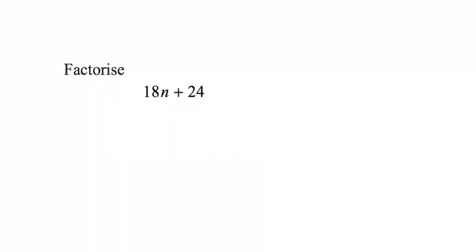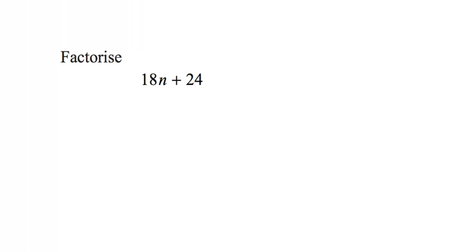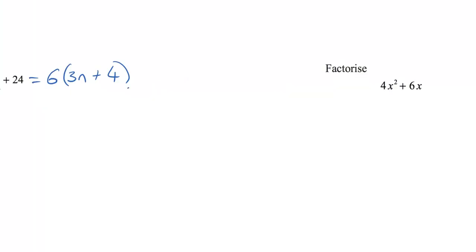So, factorize 18n plus 24. If we look at this, we can see we've got an 18 and a 24. What goes into 18n and 24? The highest common factor is 6. So I know already that's how much I'm pulling out from each term. If I started with 3n, I would have 6 times 3n makes the 18n. And 4 times 6 makes the 24. So this is 6 bracket 3n plus 4.